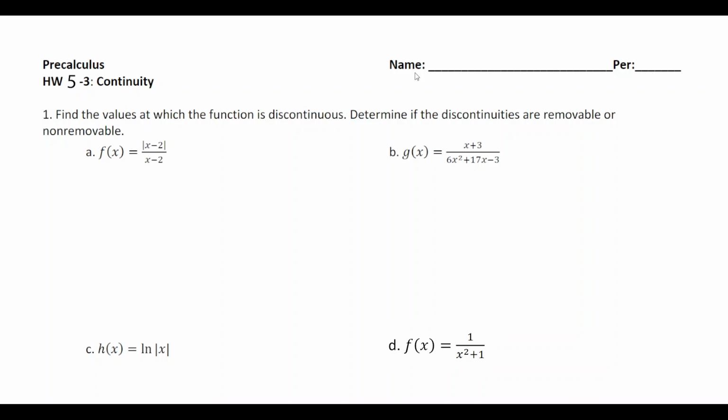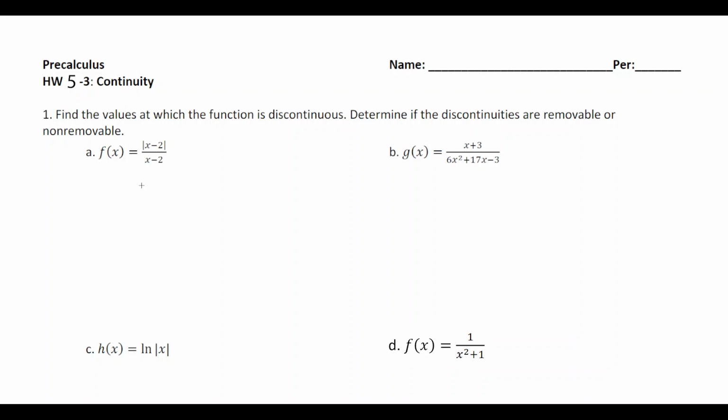The different kinds of non-removable discontinuities that we'll see here are either going to be where you have a vertical asymptote or a jump in the function. In general, the non-removable discontinuities are ones where the left and the right-hand limit do not equal each other, or maybe do not exist. So let's take a look at number one.